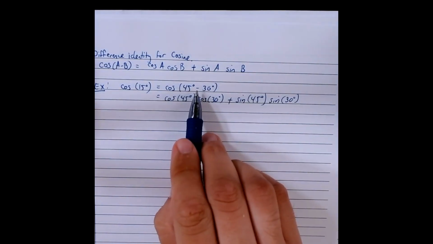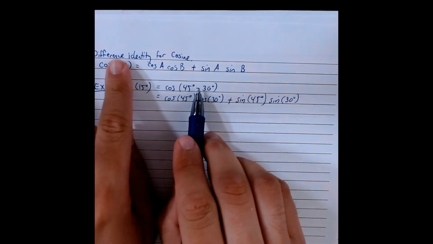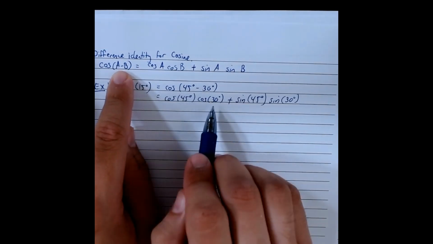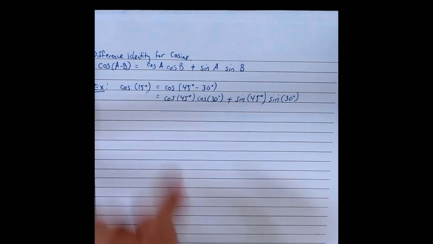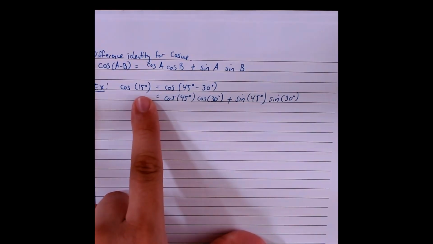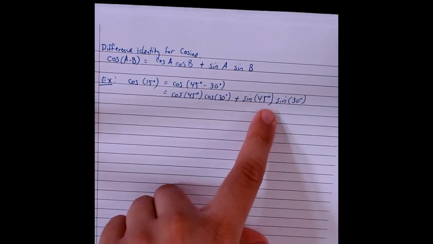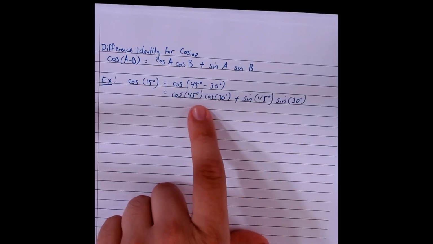Notice I'm not worried about that minus in there. All the minus tells me is that this is the right formula to use. Here I'm using the positive versions of the angle, 45, 30, 45, 30. Okay? So now I can evaluate each of those, because even though I don't know the cosine of 15 degrees, I do know the cosine and sine of all of these numbers.